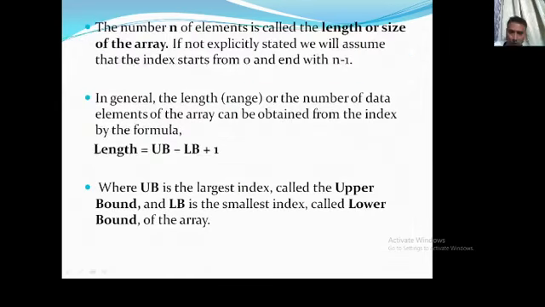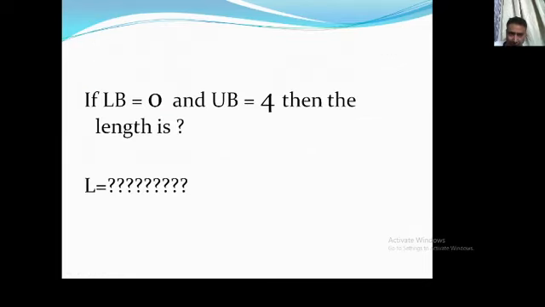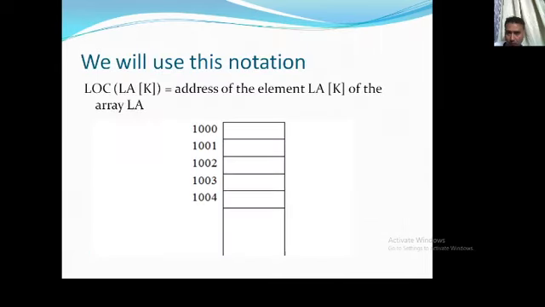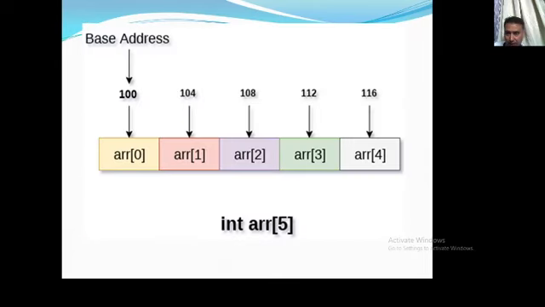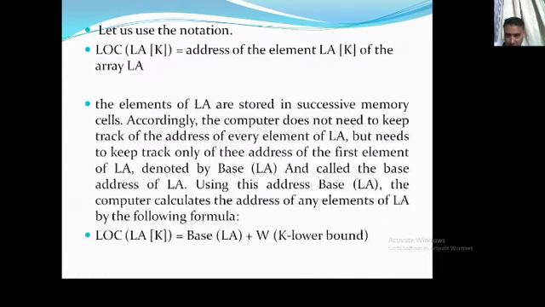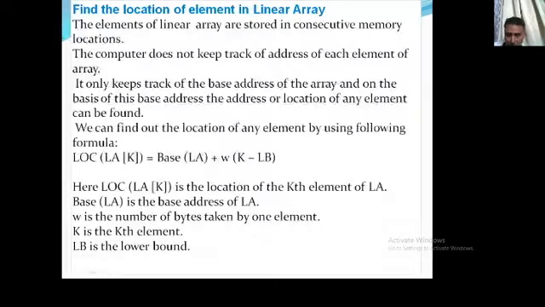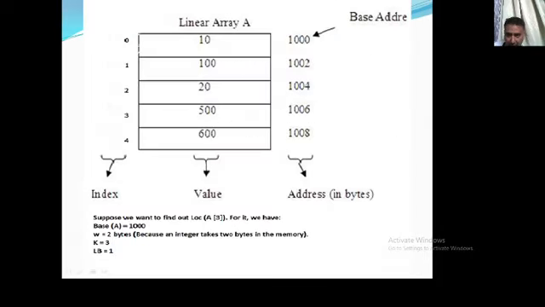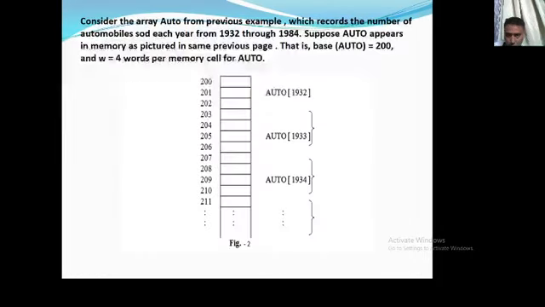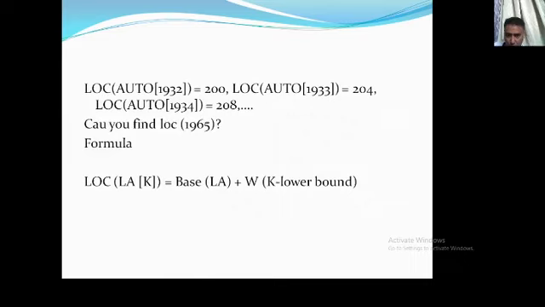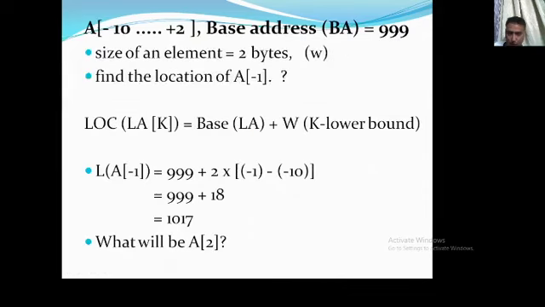Now length we have already seen, we have found with this formula. Okay, then find the length, we have done this one. So the base address, I have told you that the computer takes only the base address, this one BA, that is for the one-dimensional array. Okay, I've shown you this problem. Can you find this 1965? You can see the answer in the notes. You can check this in the notes. It's there. Okay.